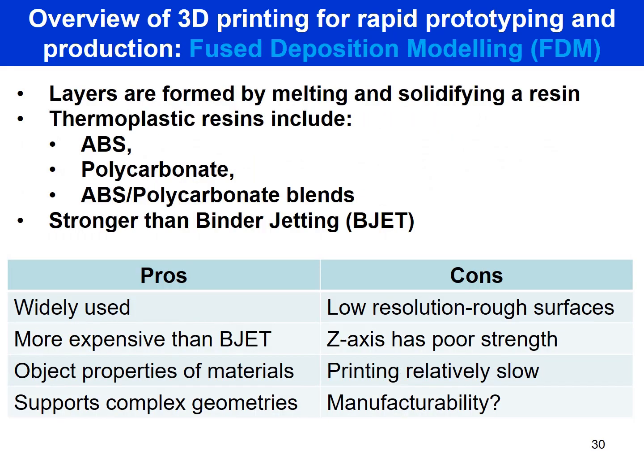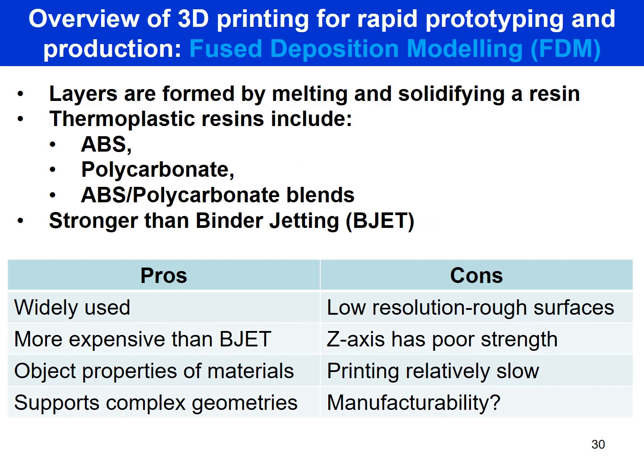Fused deposition modeling is another method of 3D printing, but it can be used for production runs. The layers are formed by melting and solidifying the resin, and thermoplastic resins include ABS, polycarbonate, and ABS blends. It is stronger than binder jet.